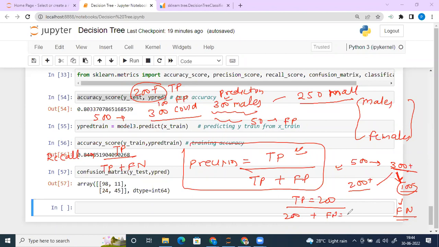So this becomes your 200 plus false negative. False negative is what? Your 100. So it becomes 200 upon 200 plus 100, like this. So true positive upon true positive plus false negative.